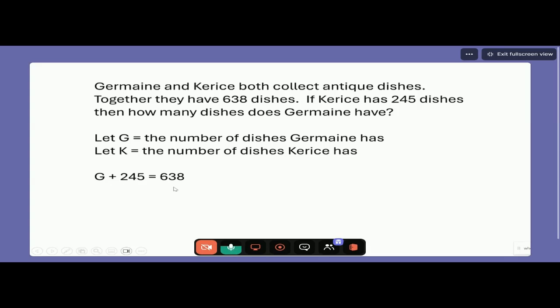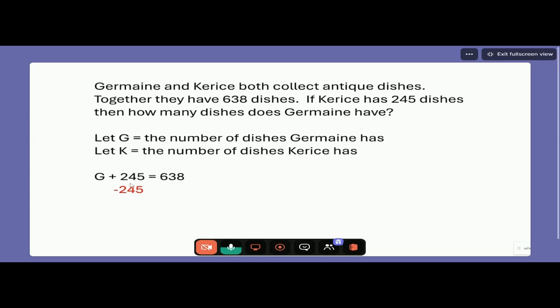We're going to use our rules of equation solving. There's the equal sign. We want to get the G by itself on one side of the equal sign. And if you look to the left of the equal sign, it says G plus 245. So G is not by itself. There is a plus 245 with it. How do we get rid of plus 245? What's the opposite of adding 245? Well, that is subtracting 245.